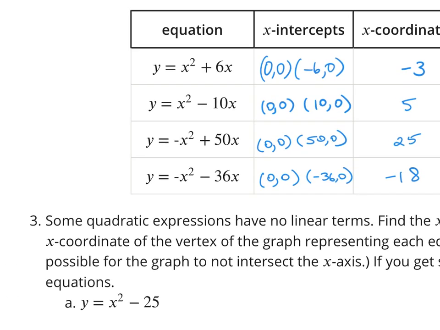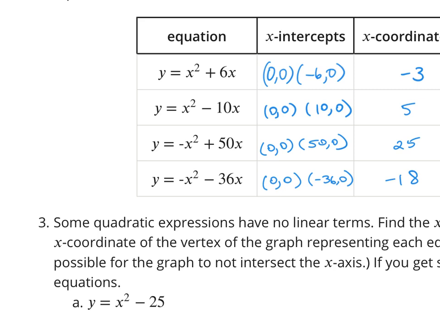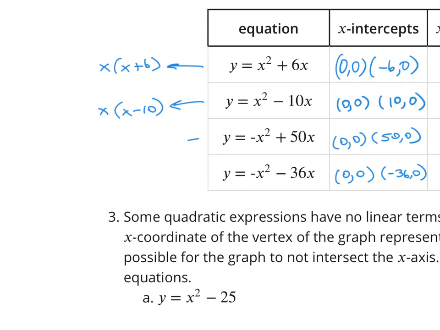Now, if the shifting was a little tricky for you, you can also think of these in their factored forms. So x squared plus x in its factored form is x times the sum of x and 6. For the next one, that would be x times the difference of x and 10. For the next one, you can think of these two as negative x and x minus 50. And for this one, it would be negative x and x plus 36.